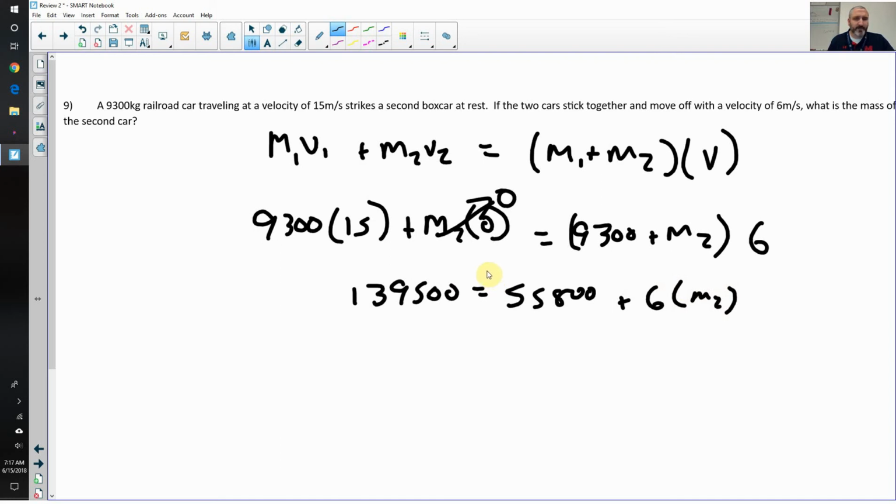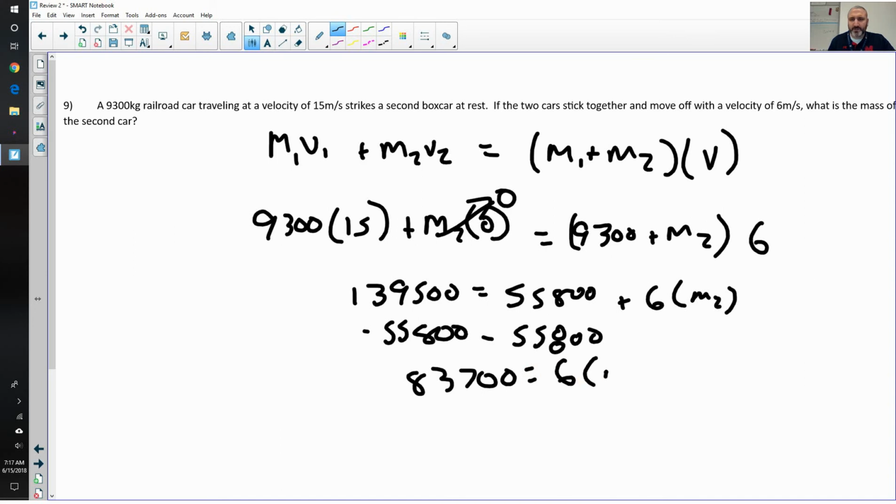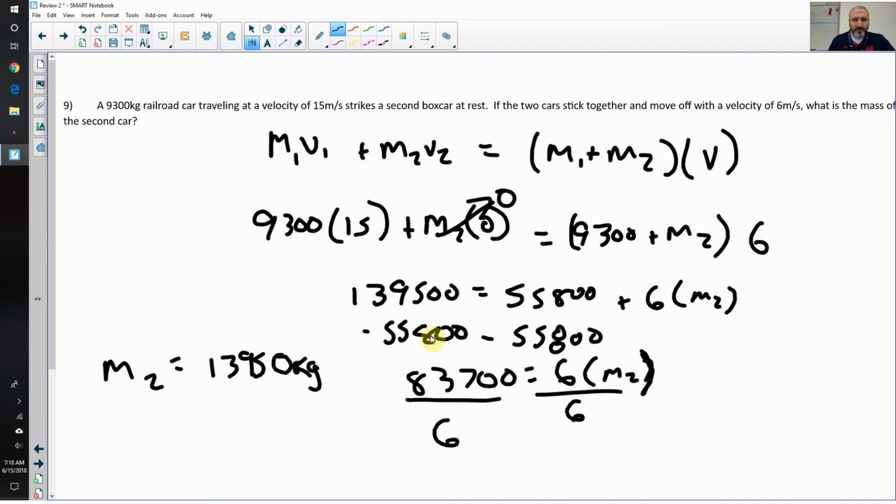139,500 minus 55,800. So I'm going to subtract 55,800 from both sides. I should end up with 83,700 kilogram meters per second equals 6 M2. Divide both sides by 6. And my M2 should be 13,950 kilograms. And I hope that made sense.